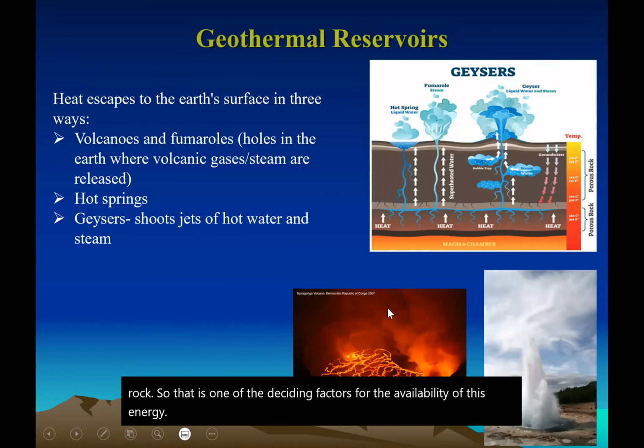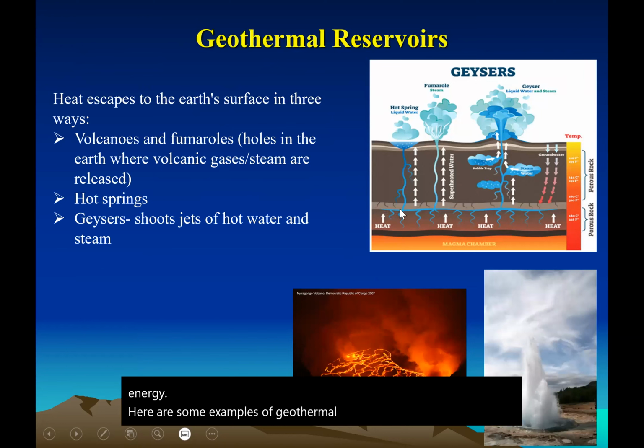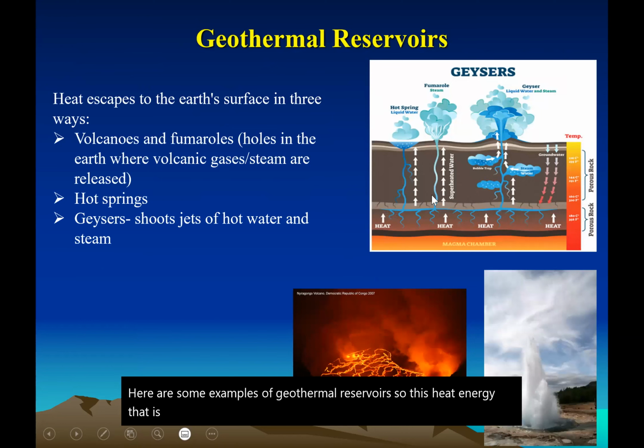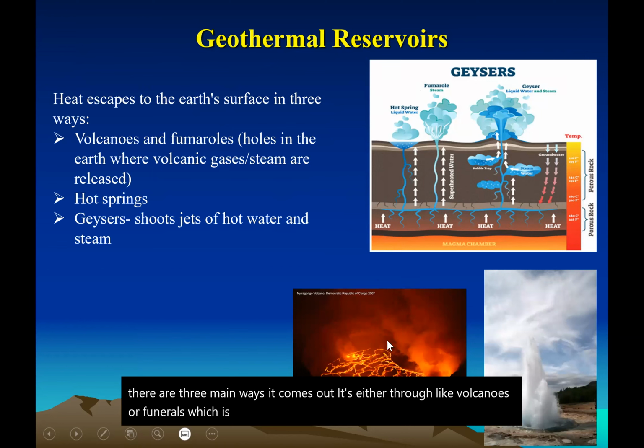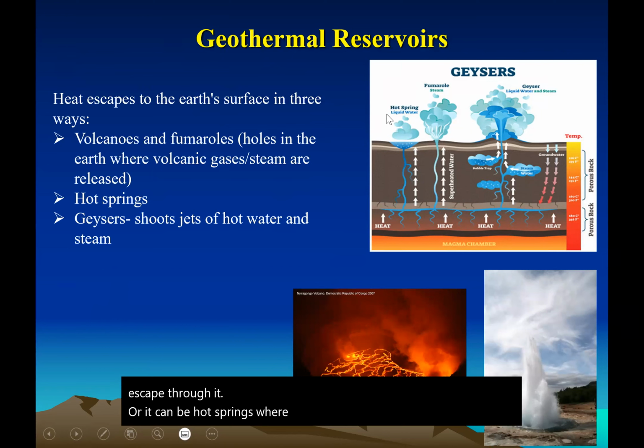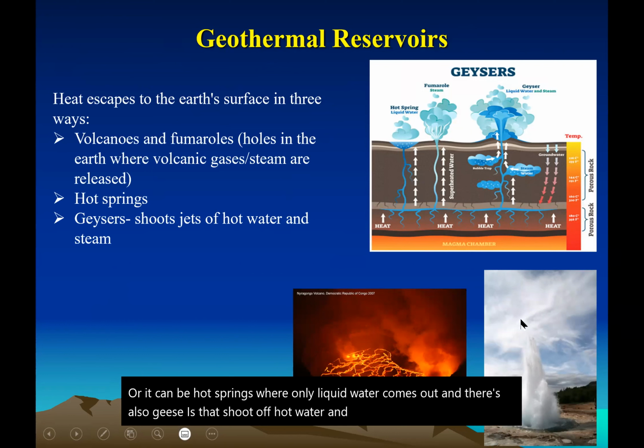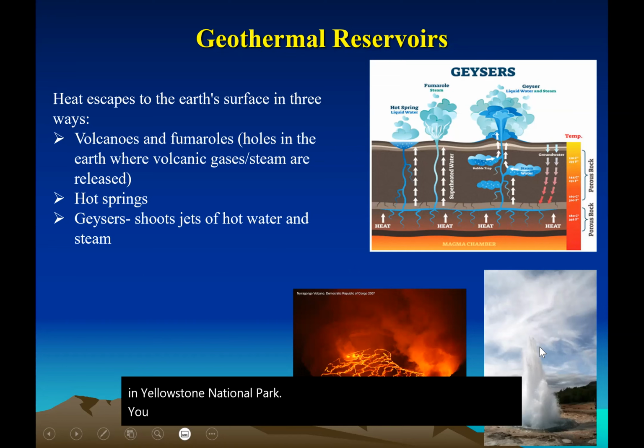Here are some examples of geothermal reservoirs. This heat energy that is trapped under the Earth's crust is always trying to escape. There are three main ways it comes out. It's either through volcanoes or fumaroles, which is a hole in the earth through which gas and steam escape. Or it can be hot springs, where only liquid water comes out. And there are also geysers that shoot off hot water and steam. This is Old Faithful in Yellowstone National Park. It faithfully erupts at certain intervals.